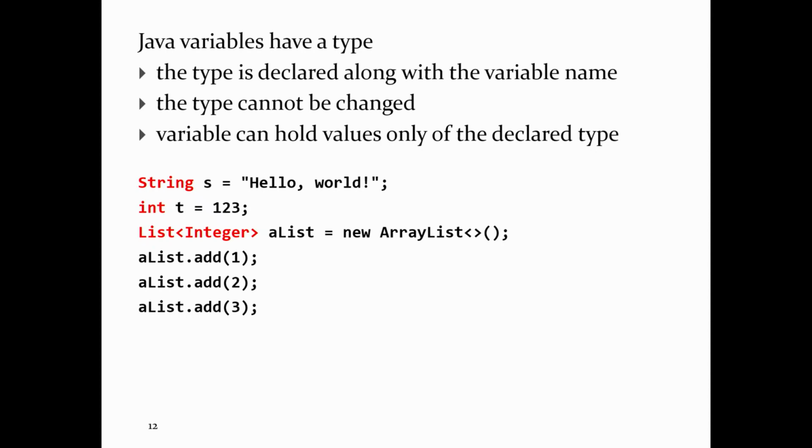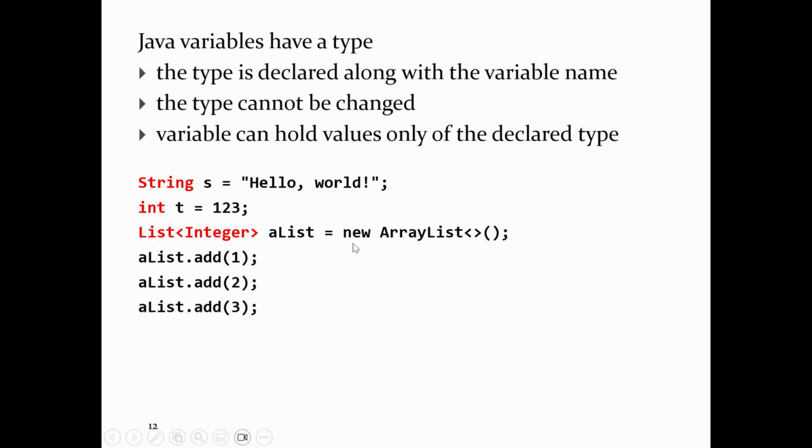Again, if you've done any significant programming in Java, you know that's not quite true. But for now, that's the case. So it's list, less than, integer, greater than. So the triangular brackets indicate the type of element that's held in the list.